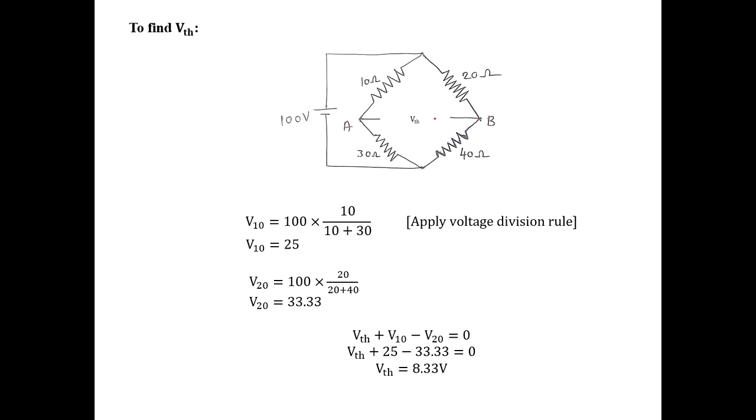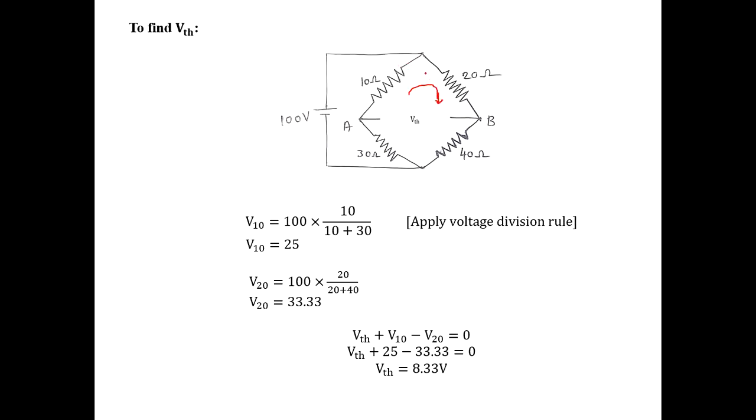The nodes are A and B. Here in this we have to calculate the VThevenin. Consider this loop or this loop to calculate the VThevenin. We have to calculate VThevenin using either this loop or this loop. Just we have to find the VThevenin using this loop.